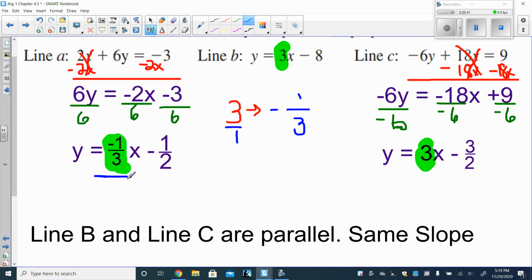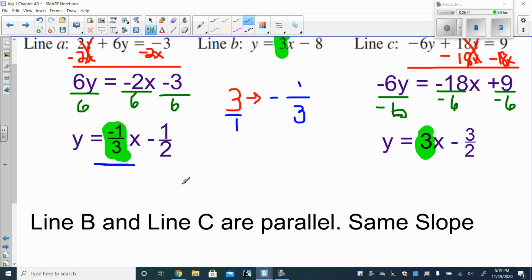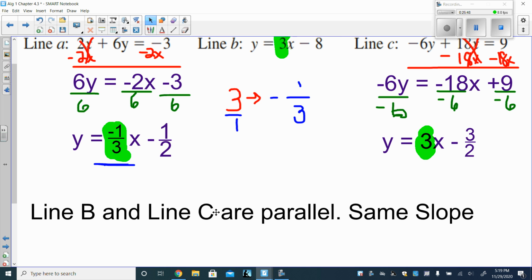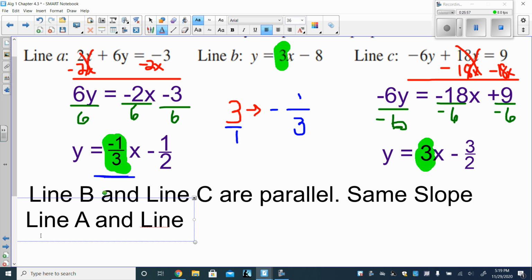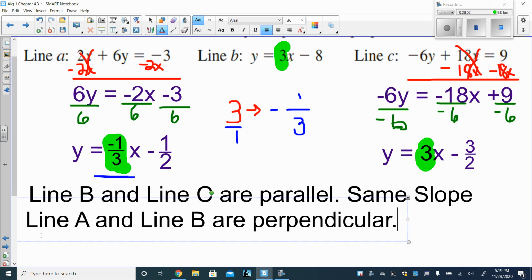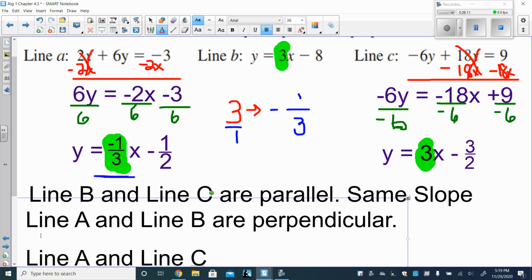Well, hey, that is the slope of line A. So it means line B and line A are perpendicular because they have opposite reciprocal slopes. So I can say that line A and line B are perpendicular because they have opposite reciprocal slopes. Well, hey, line C and line A also have opposite reciprocal slopes. So they are also perpendicular.